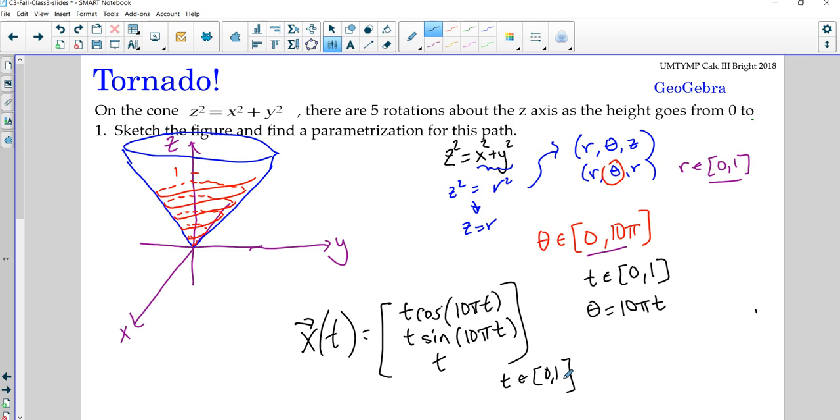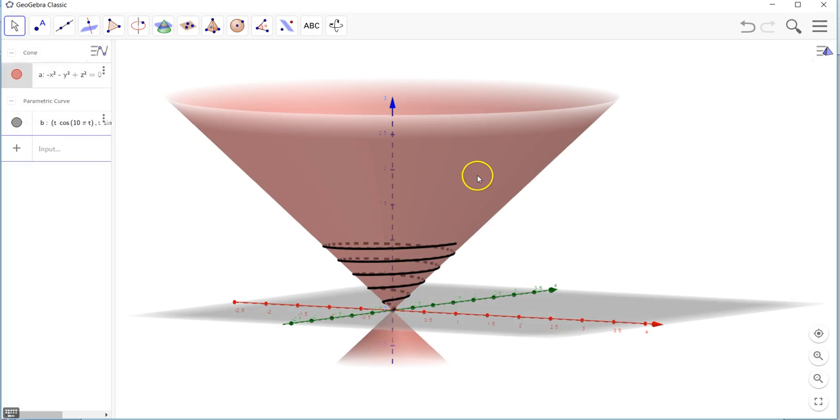Okay. Now again, if you want to check your answer, I always recommend going to GeoGebra and do that 3D view. I have that set up and it is in the file called Tornado. Okay, so it does show the cone, and then you can see we wrap around the cone once, twice, 3 times, 4 times, 5 times. Okay, and you can certainly change the view on this as well, and that should complete this exercise.